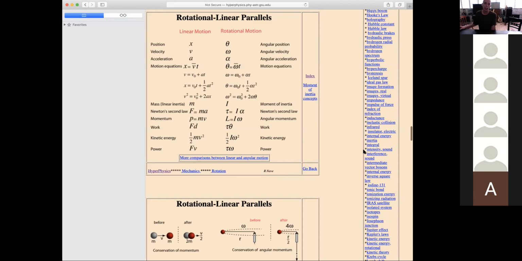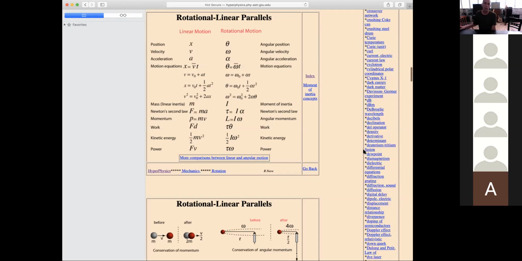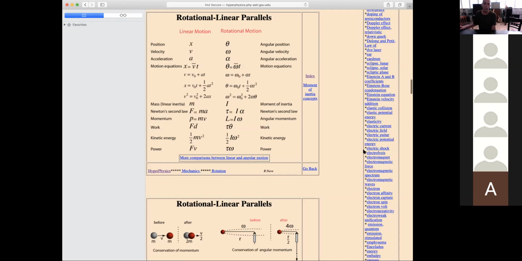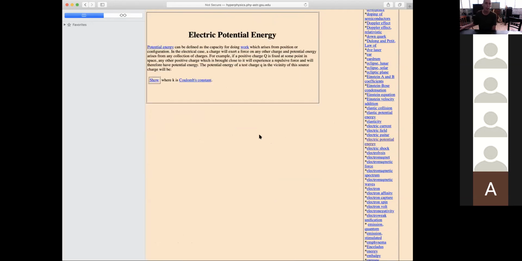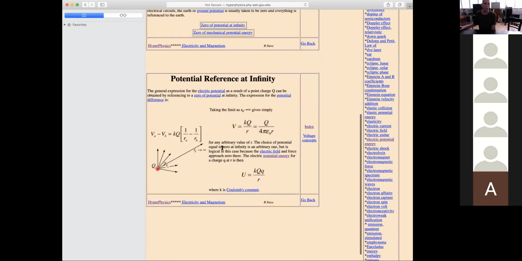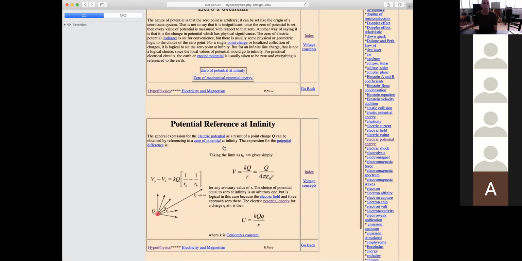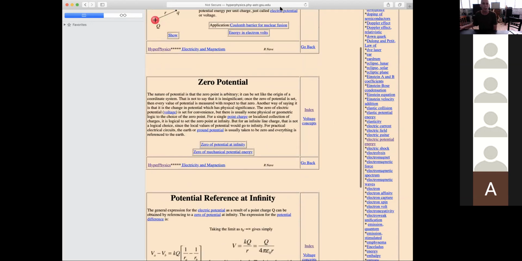And you might actually find in 4B and 4C that you end up really liking this for explaining concepts to you, like electric potential energy, let's say. It tells you things like zero potential references. It's a really, really nice website. So just keep in mind that it's there if you ever need it.